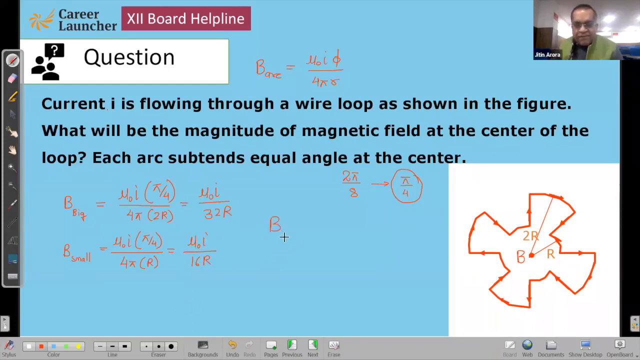So net magnetic field at the center will be equal to 4 times of mu naught I by 32r plus 4 times mu naught I by 16r. That's what you have to do and you'll be able to get the answer. Okay. So I think steps are clear. We are doing it this way and hopefully you'll get the right answer after calculation. Further calculation, last step kar hi lena bachcho. I think you can do it easily.